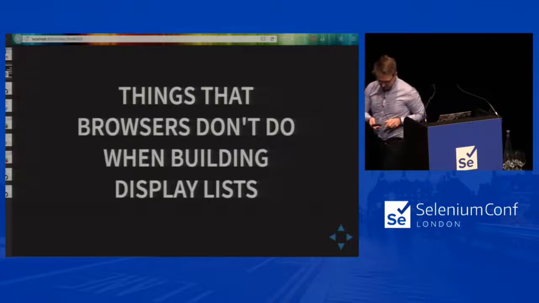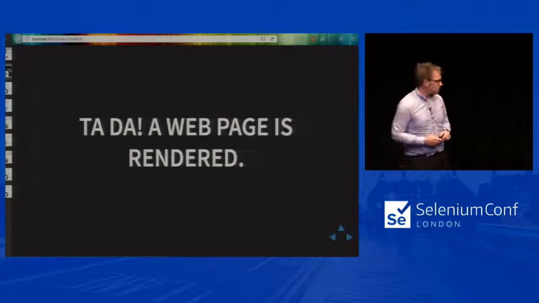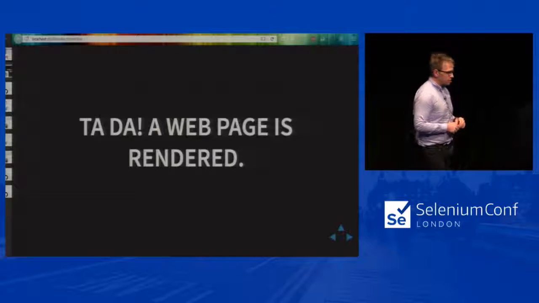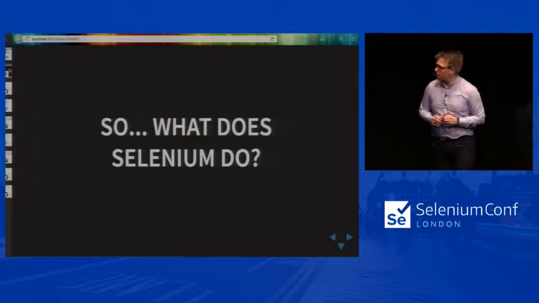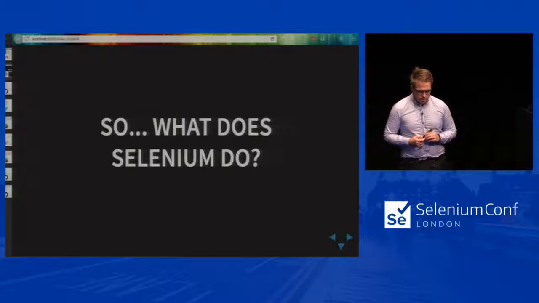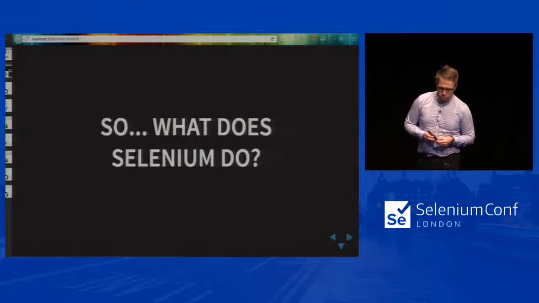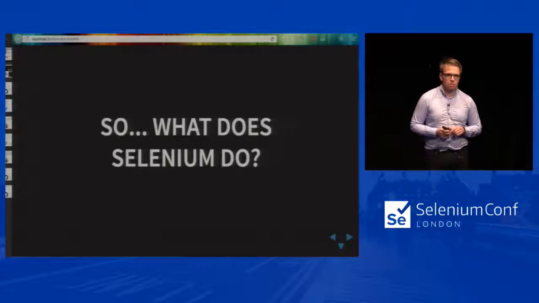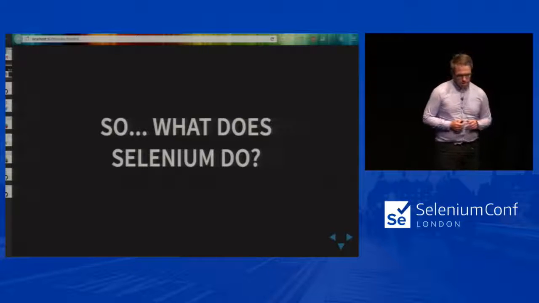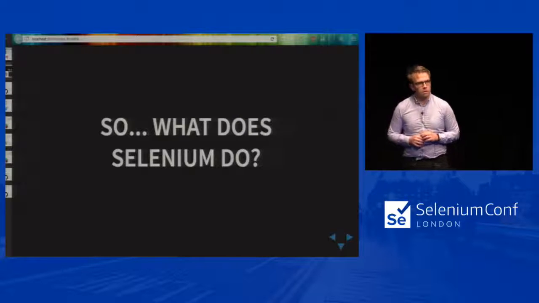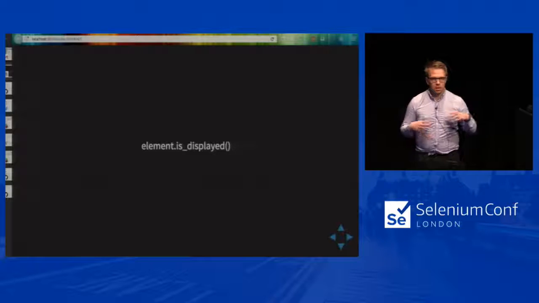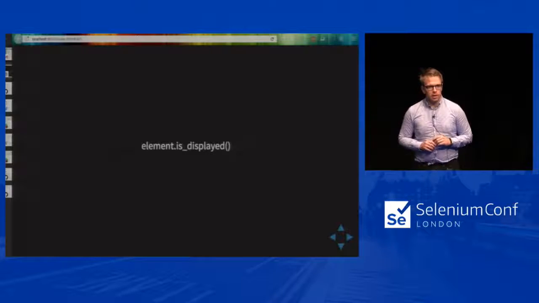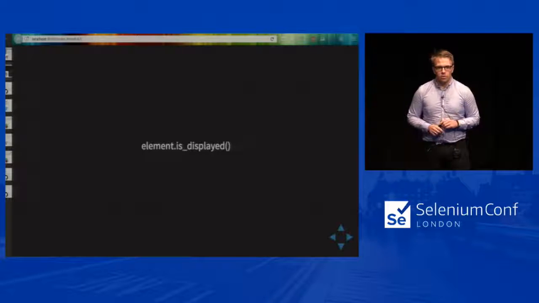So, ta-da! We have a web page. Really cool, really simple. And now we're ready for automation. So, what does Selenium do? The Selenium committers and numerous Googlers, Mozillians, and every other company who's submitted patches have essentially taken what they know browsers are doing when generating display lists, and all the nuances that go along the way, and tried to reverse engineer it. So whenever you, as an engineer, check that an element is displayed, it kicks into action a number of tasks.